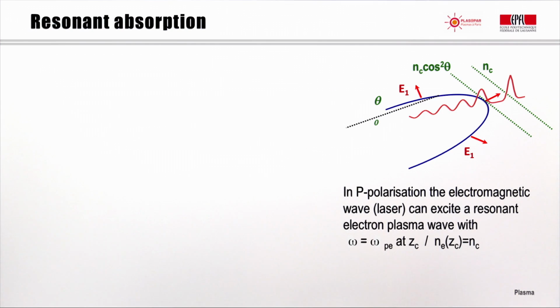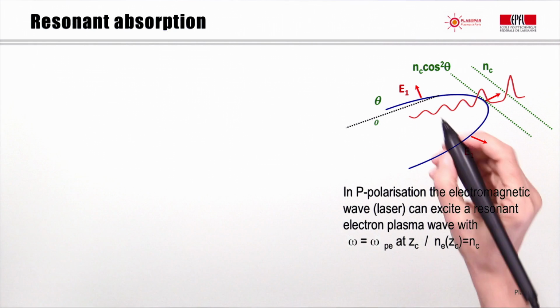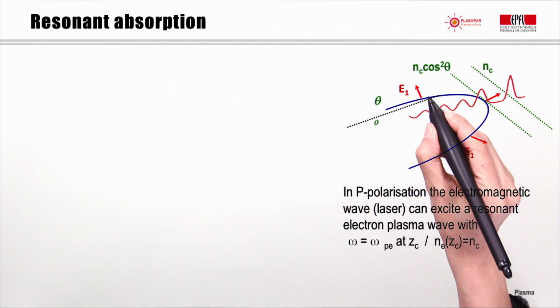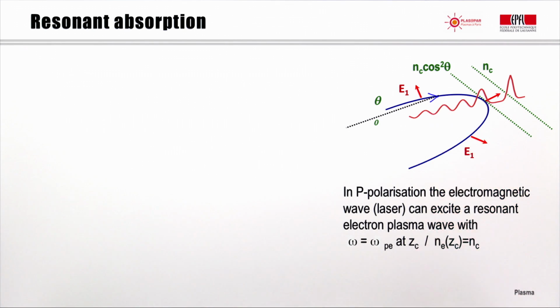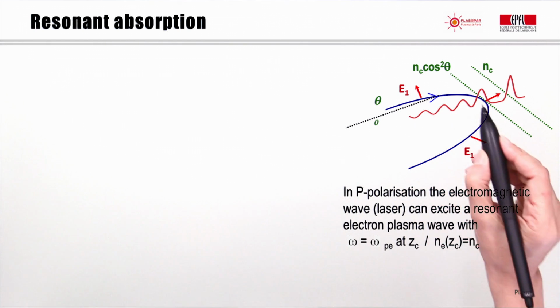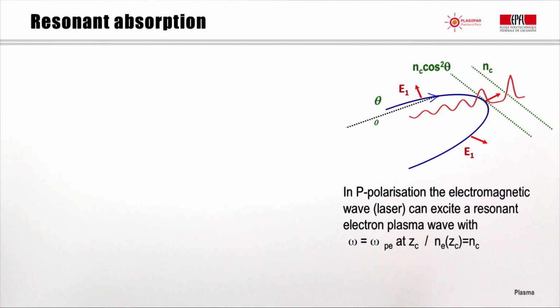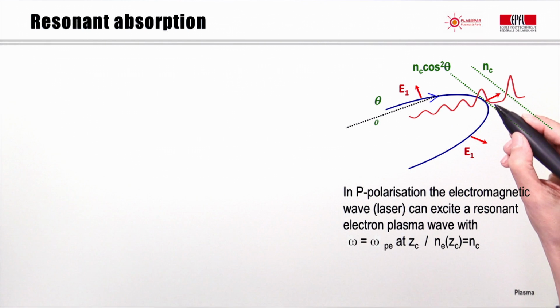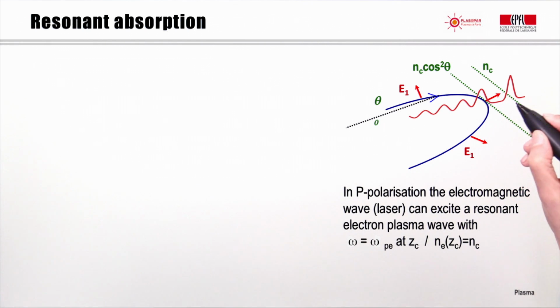The discussion of the previous slide is summarized here. In P polarization, the electromagnetic field that is incoming from this direction at an angle will be reflected at the turning point. However, the evanescent part of the field will be able to penetrate up to the critical density, where it can excite a resonant electron plasma wave at very large amplitude.